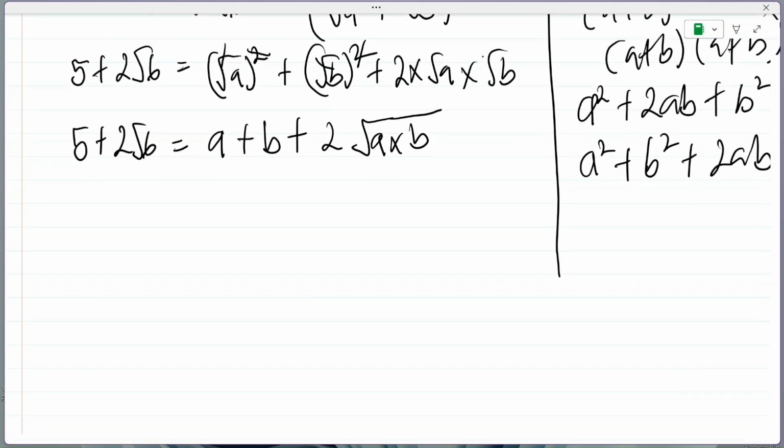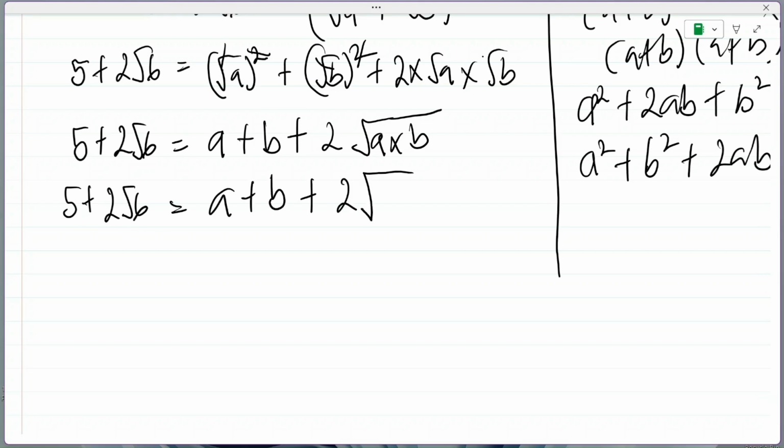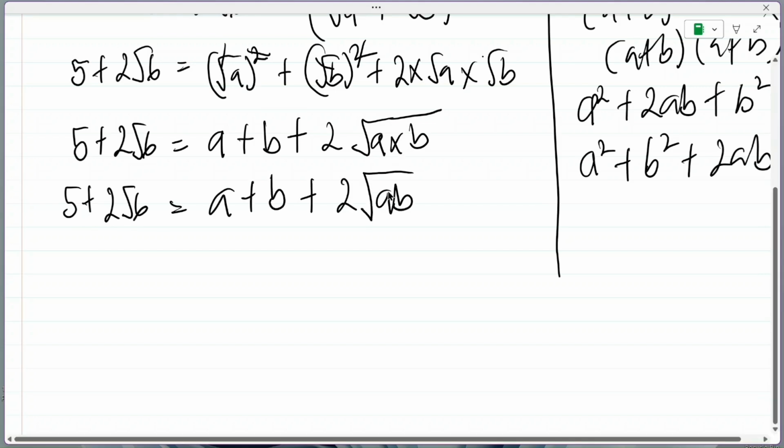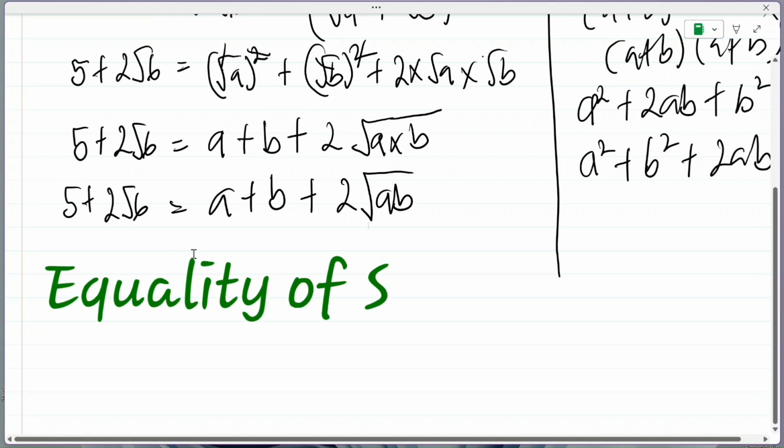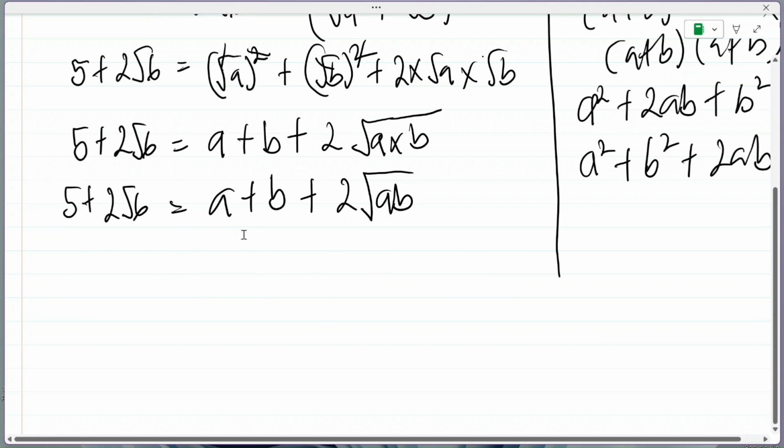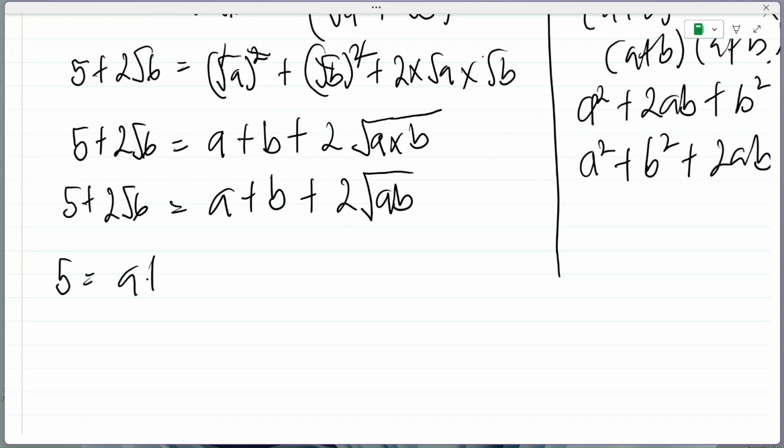So on the next line, you have 5 plus 2 root 6, we're not touching this yet, equals a plus b plus 2 root ab. A times b is ab. That's just algebra. At this point, we now apply equality of surds, where we equate the left to that on the right. Our constant here with our roots is a plus b. It just starts simple. 5 as a constant without a root is equal to a plus b. So we have it as 5 equals a plus b.